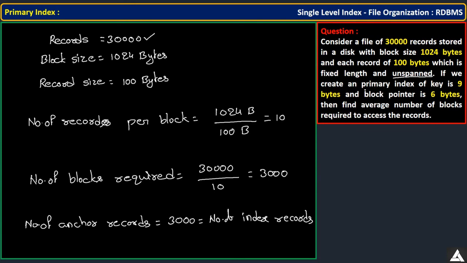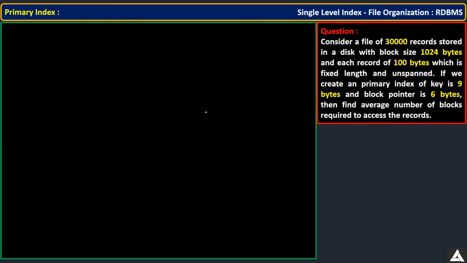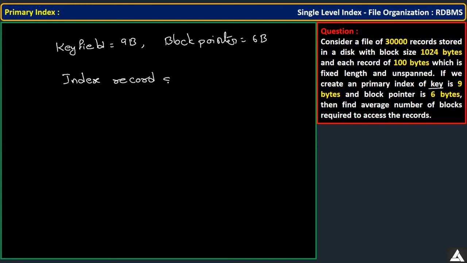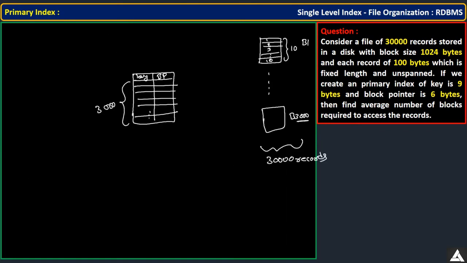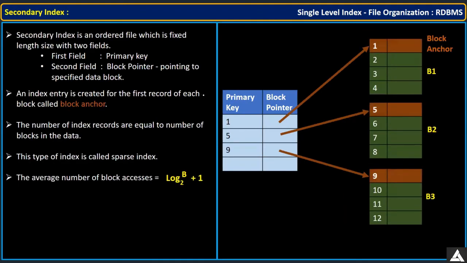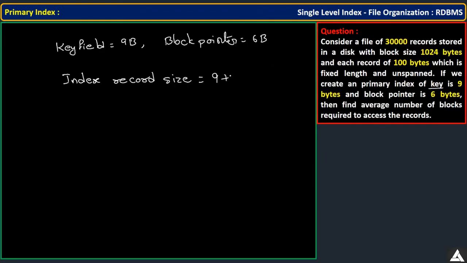It is given that we create a primary index, so we are applying it on this primary index. The key field is going to take how many bytes? The key field is taking 9 bytes and the block pointer is going to take 6 bytes. That is what he mentioned. So that means one index record size is how much? An index record is nothing but the key and the block pointer, so 9 plus 6, 15 bytes is required for one index record.